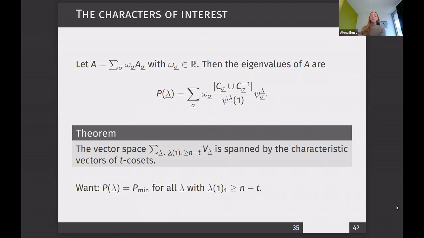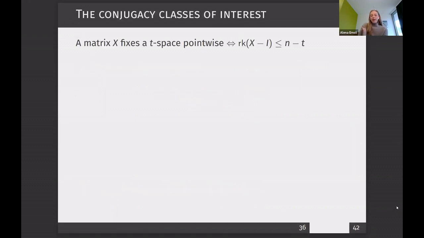Okay, and now coming to our conjugacy classes. As a recall, whenever we have a matrix that fixes the t-space pointwise, it is equivalent to the fact that the rank of this matrix minus the identity matrix is at most n minus t. So keep that in mind when we now take a look at the following examples.